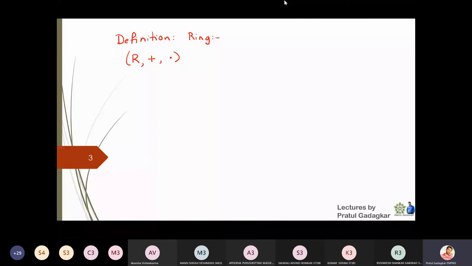The first thing is that this set R, with respect to the first operation, which I am writing as plus, should be an abelian group. So R with respect to plus must be an abelian group. Now you know what we mean by abelian group. You must have closure with respect to the first operation. Then you must have associativity with respect to the first operation. Then you must have an identity with respect to the first operation, and I will call it the identity only. And fourth is the inverse with respect to the first operation.